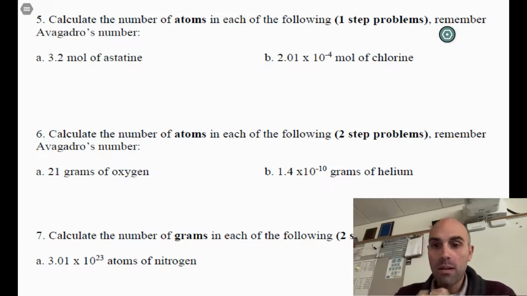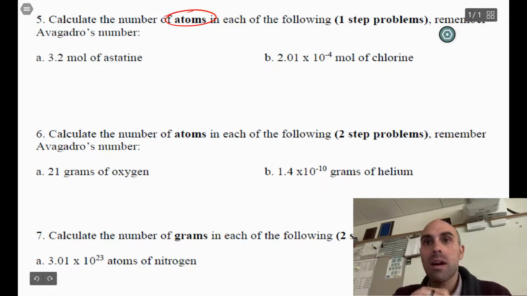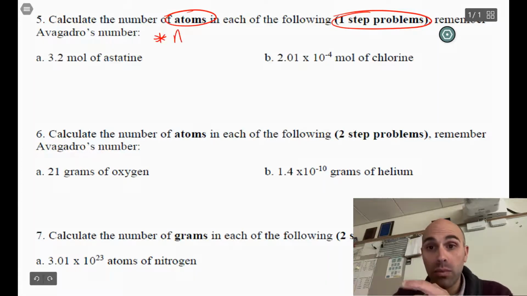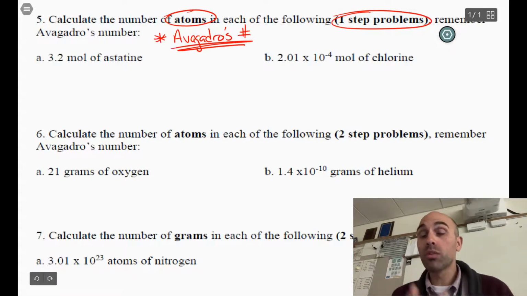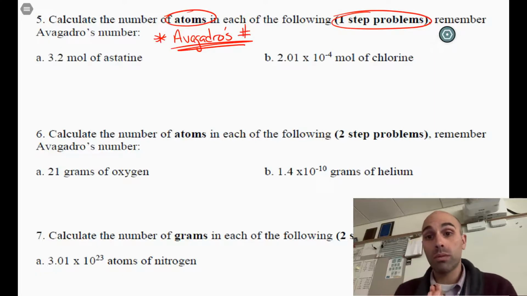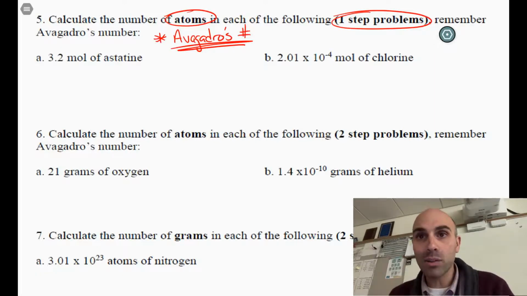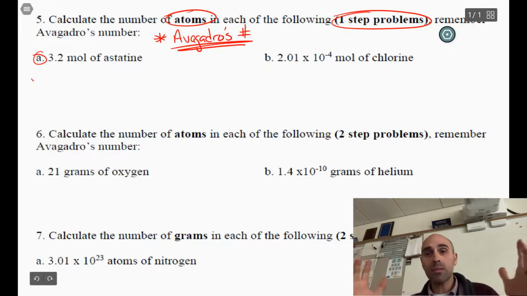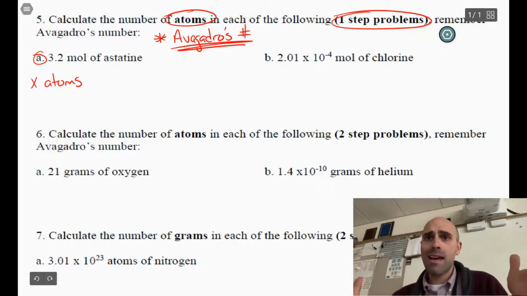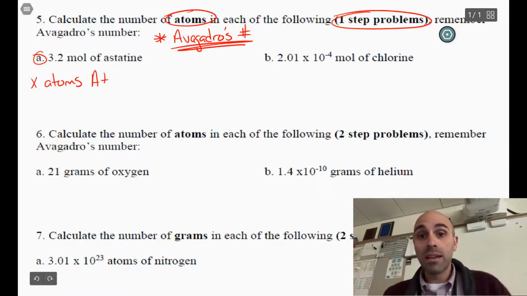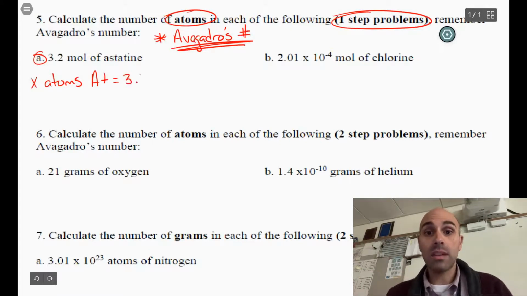All right, welcome back, everybody. We're on question 5 right now. Calculate the number of atoms in each of the following. It's still a one-step problem. So now we're looking at the relationship of moles to atoms and atoms to moles. That's Avogadro's number, 6.02 times 10 to the 23rd. Hashtag Avi's number. Am I right? Yeah. All right, so X atoms equals 3.2 moles of astatine, At.